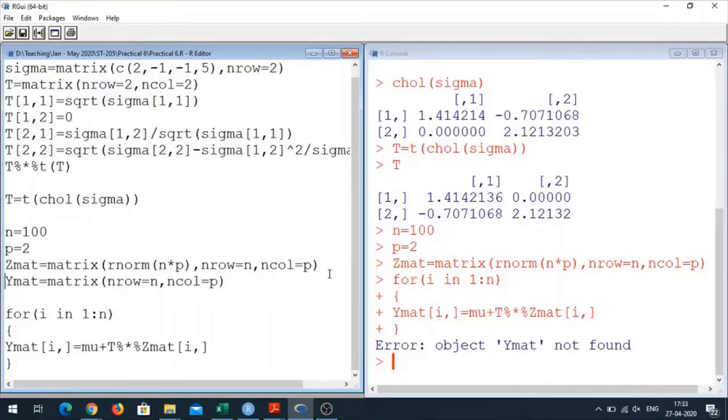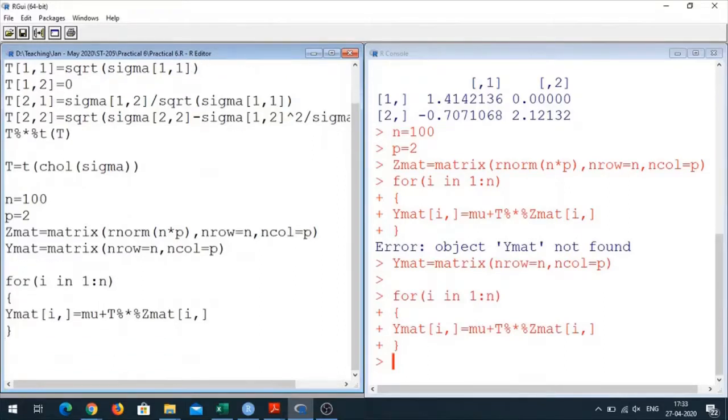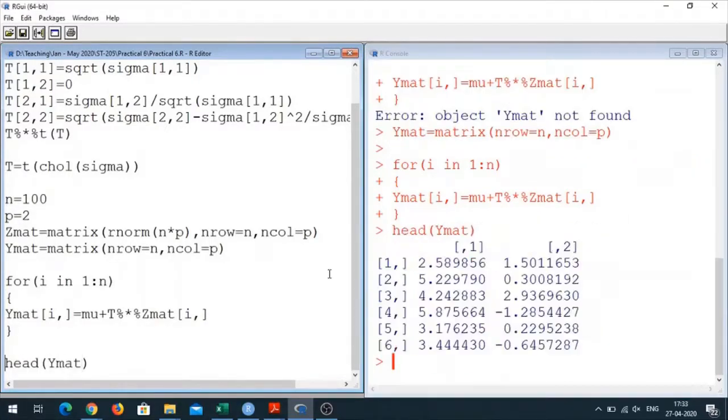Okay, I need to run this first, I'm sorry. Okay, so it didn't give me any error. Let me print the first few rows of Y mat. So, head of Y mat.